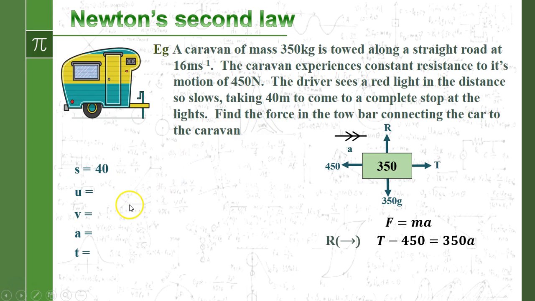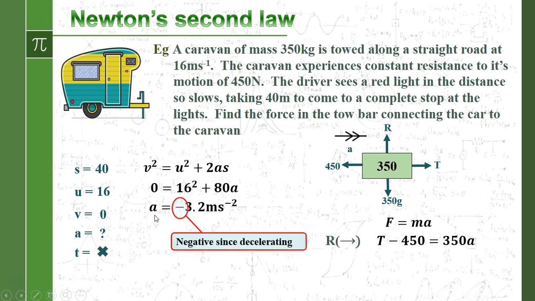So it takes 40 metres, starts at 60 metres per second, comes to a complete stop. A is the thing we want to find, T is the one we haven't got. So that's going to be V squared equals U squared plus 2AS. Work it through, and we can see that our acceleration is negative since we are decelerating.